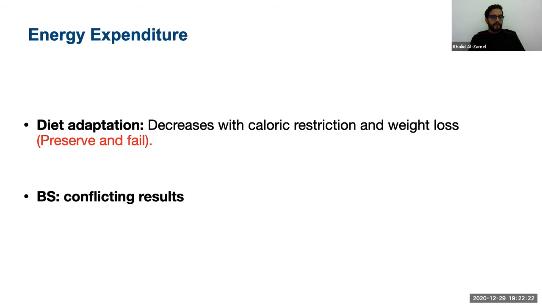As for energy expenditure, which is mostly the resting energy expenditure, we have, as we know, a diet adaptation: when somebody goes on diet and loses weight, the body will preserve the energy and the diet fails. And this is one of the main reasons why people going on diet might fail to lose weight, because of this adaptation. And the results are conflicting regarding bariatric surgery. While some studies found an increase in resting energy expenditure, other researchers found the opposite result.